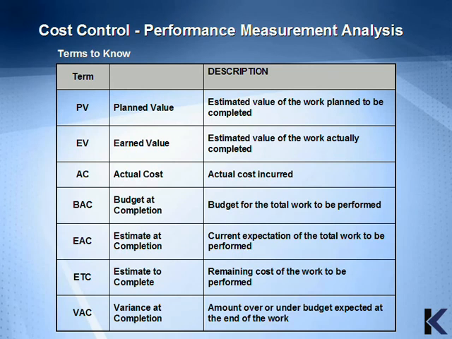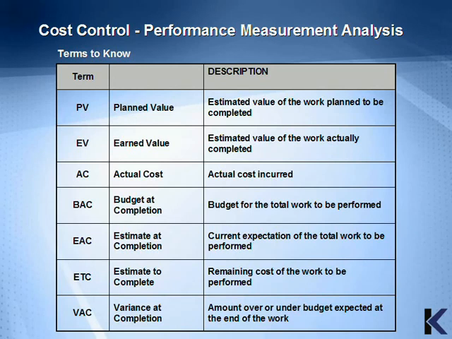These are the terms that you need to memorize before we move on to the earned value technique formulas. Planned value, or PV, is estimated value of the work planned to be completed. Earned value, or EV, is the estimated value of the work actually completed. Actual cost, or AC, is the actual cost incurred. Budget at completion, or BAC, is the budget for the total work to be performed.